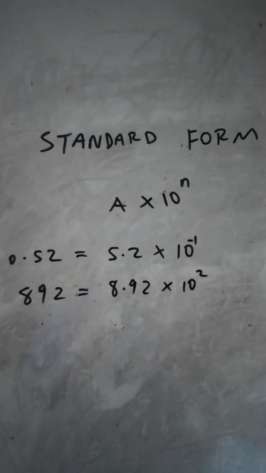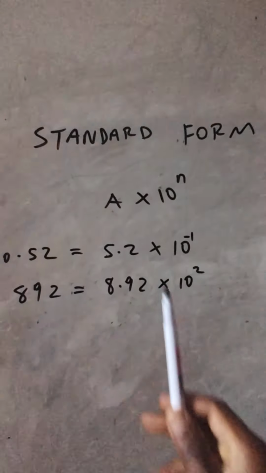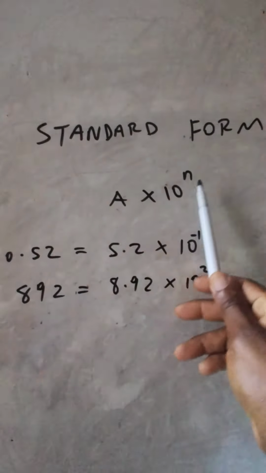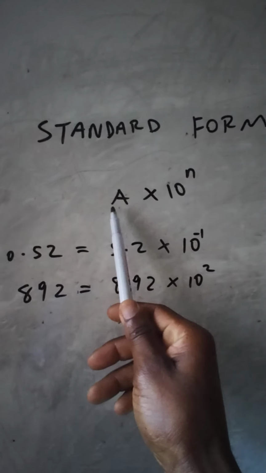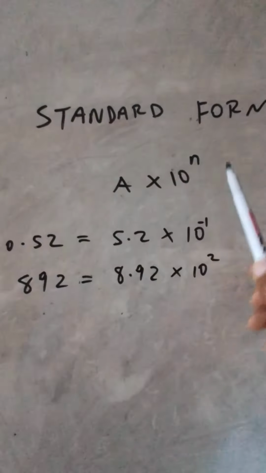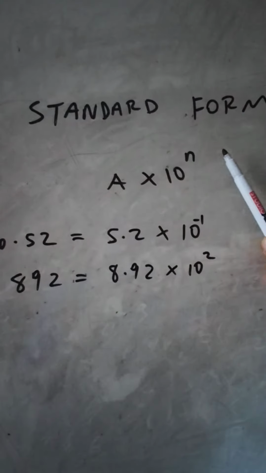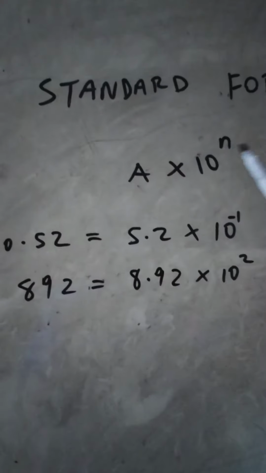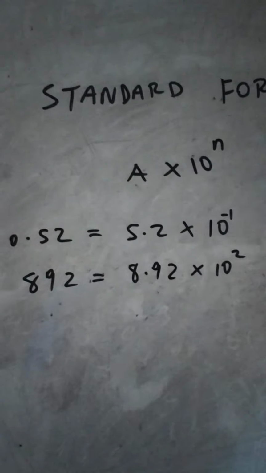Standard form is basically a number that is expressed in the form of a times 10 to the n, where this number a can be any number between 1 and 10, and n is any integer. Integers are negative or positive numbers.